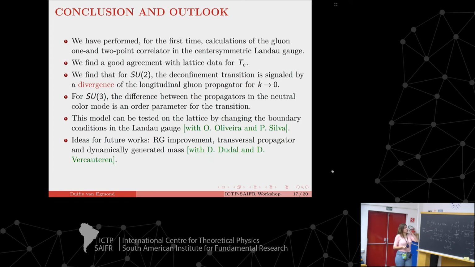So coming to the conclusions, we have performed for the first time calculations of the gluon one- and two-point correlators in what we call the center-symmetric Landau gauge. We find a good agreement with lattice data for the transition temperature. We find that for SU2, the deconfinement transition is signaled by a divergence of the longitudinal gluon propagator for zero momenta. For SU3, the difference between the propagators in the neutral color mode is an order parameter for the transition.